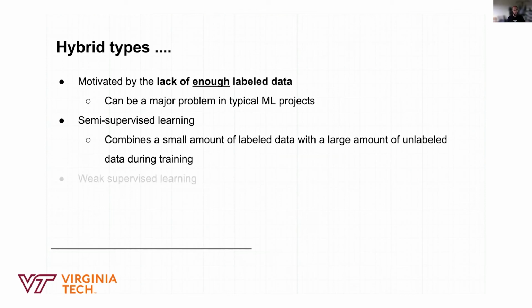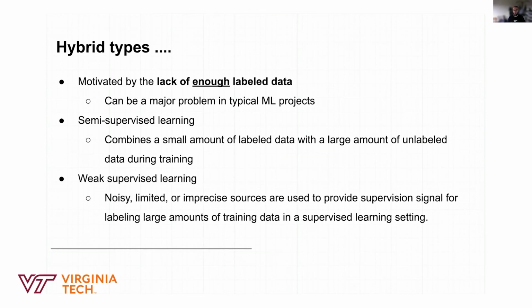Another technique is called weakly supervised learning, in which you don't have a small set of labeled data, but you have a source of noisy or imprecise labels. You use it to provide a signal for labeling the large amounts of data, which at the end of the day is better than having no labels. So these are just other ways of putting things together to overcome the problem of labeling the data.